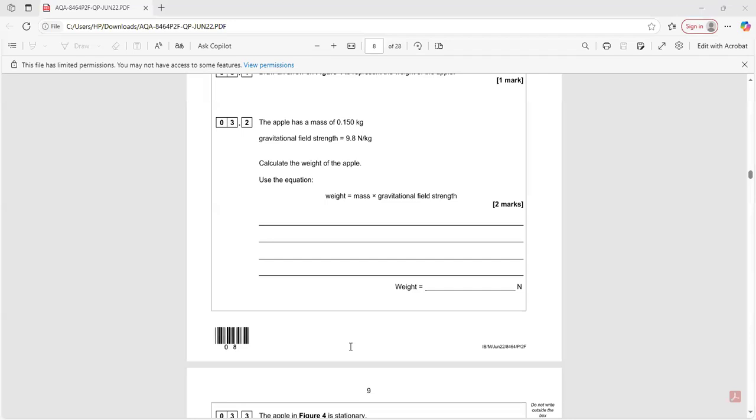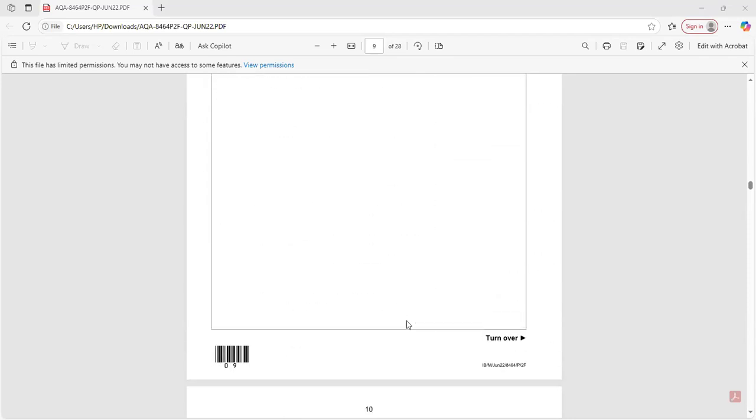So the next question gives us a formula and tells us what to do with that formula. Calculate the weight of the apple. Remember, weight is mass times acceleration due to gravity or gravitational field strength, which is 9.8 in this case. So do you have your calculator there? Please help us crunch that. Mass 0.150 times 9.8. 1.47. So that's going to be in Newtons. Okay.